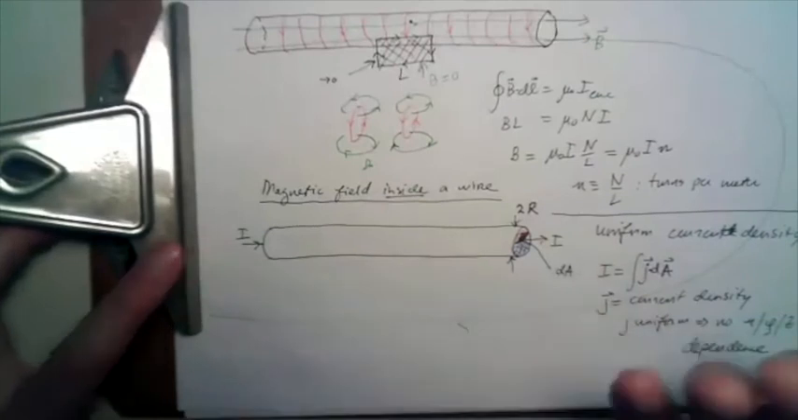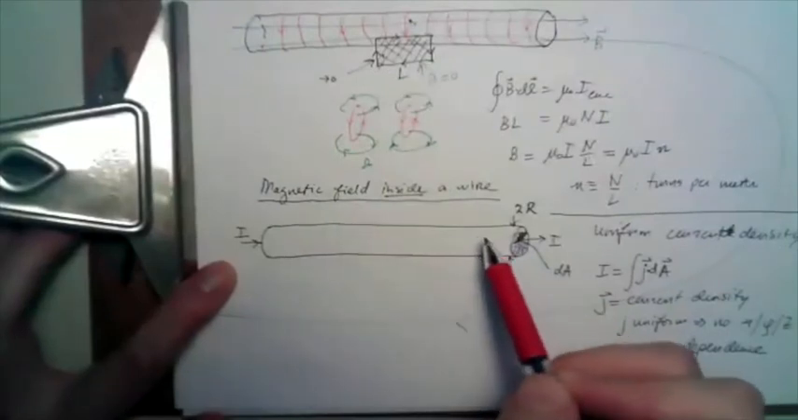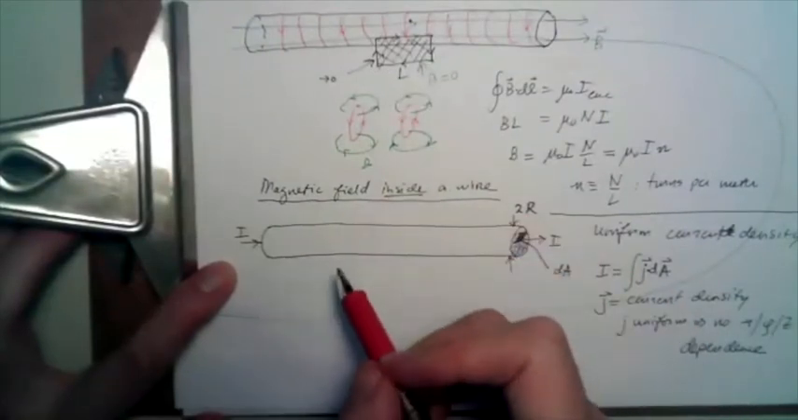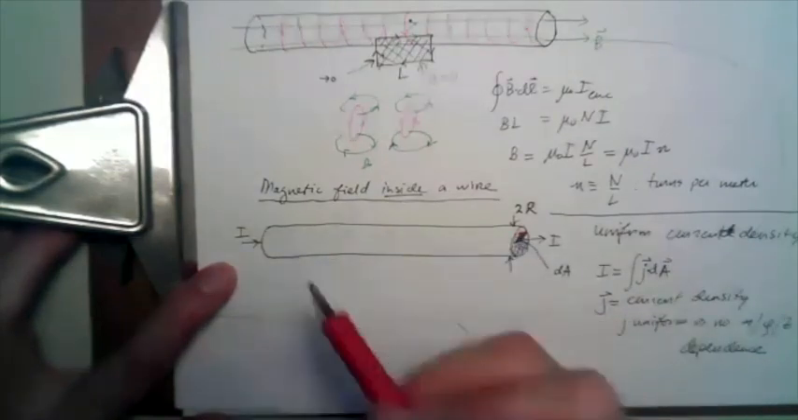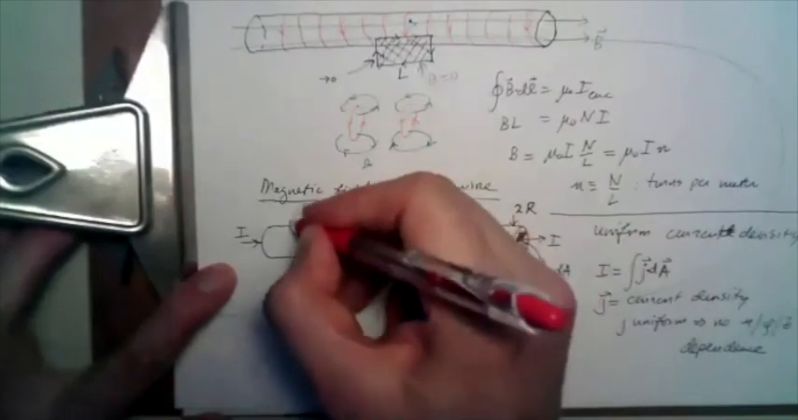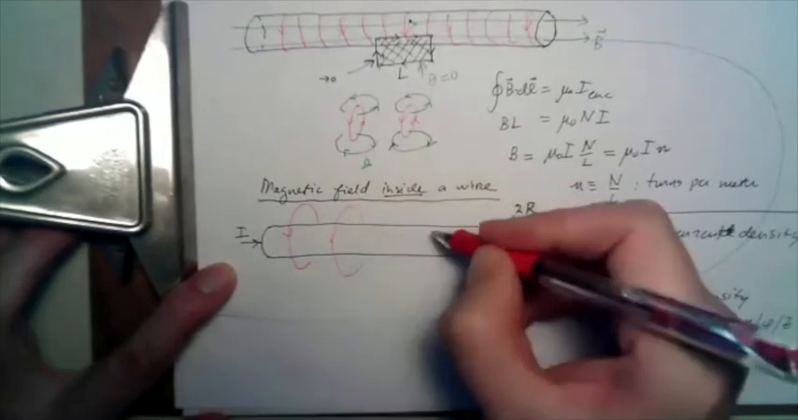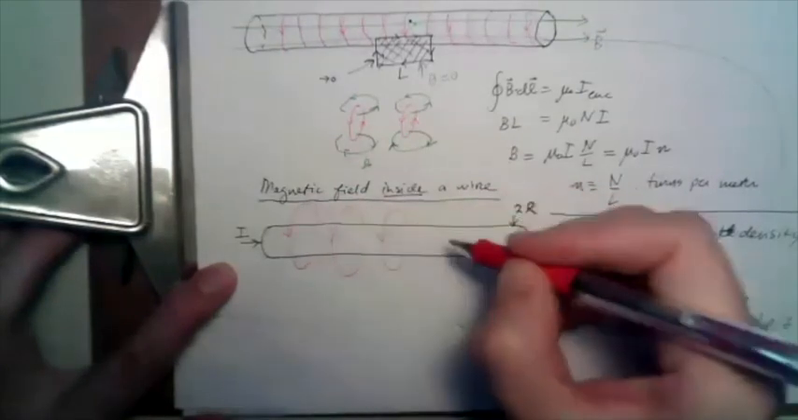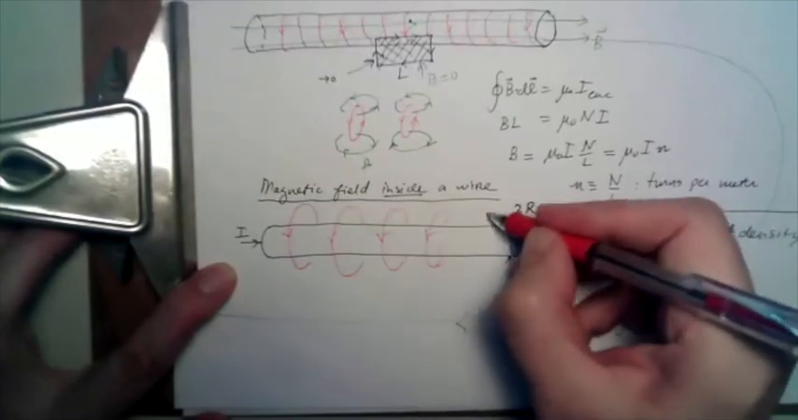Okay, so let's talk about the magnetic field. Well, we already know what the field looks like. The only type of field that is allowed in this kind of cylindrical current carrying wire situation is a field that goes in circles around. So let's draw. That's what the field looks like. Oops, goes in circles.